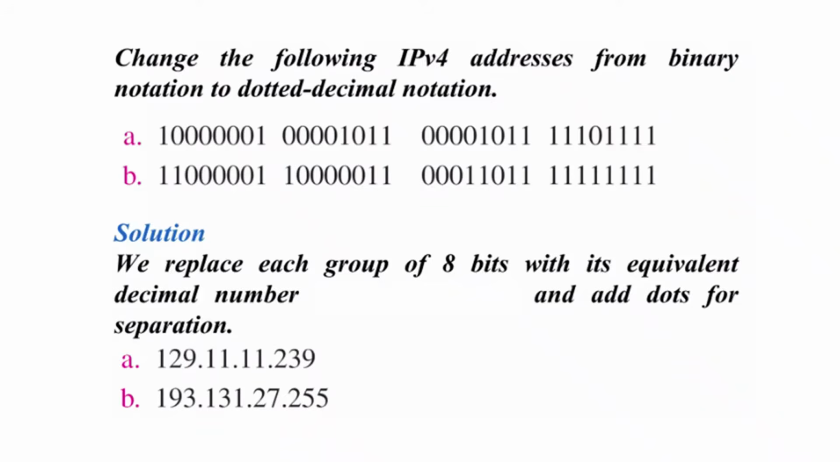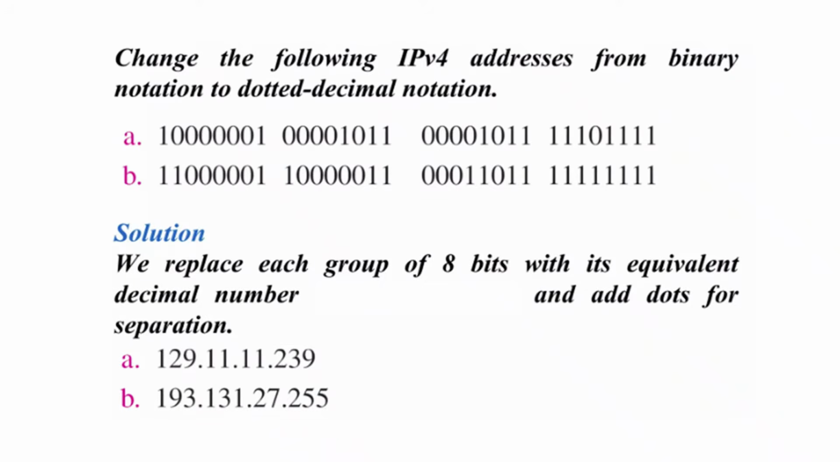So this is one of the problem-based questions. The students are requested to convert the given binary notation to dotted decimal notation. These are the two questions. So how can you solve this kind of problem? It means you have to find the decimal equivalent of each and every binary number.